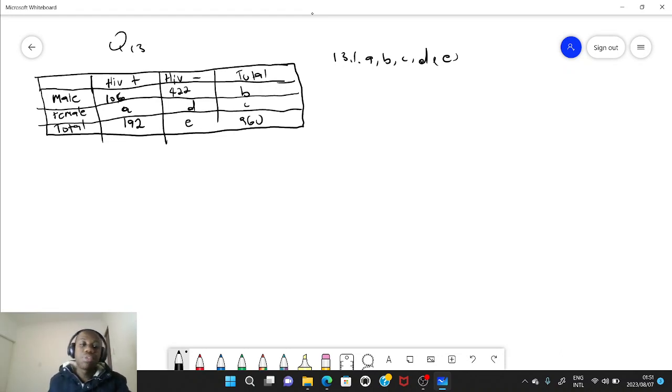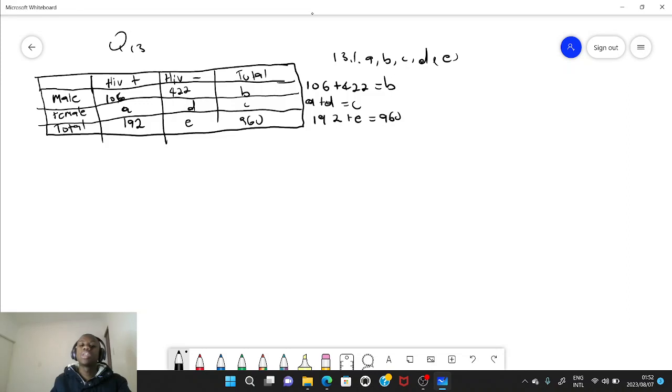I've generated a simple formula for you. The first thing that we have to know, B is the total of what? We know that B is the total of these two blocks, which means 106 plus 422 is equivalent to B. This is something that we did in the first, right? And the same thing applies here. We know that A plus D is equivalent to C. And we know that 192 plus E is equivalent to 960.